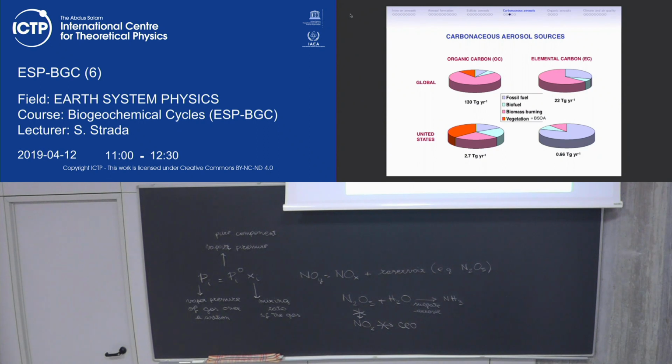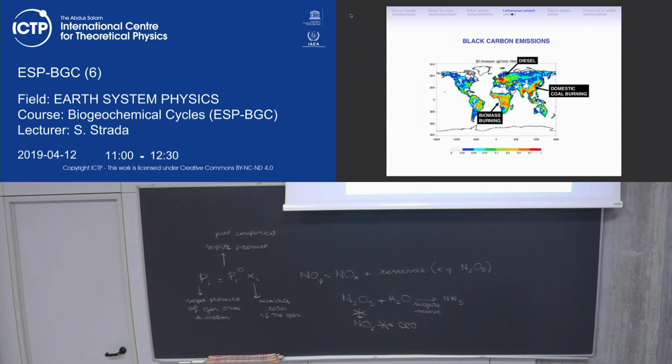Carbonaceous aerosols are present all over the globe, and one of the main sources is, for example, biomass burning. And then the main source may change depending on the region of the world where you are. For example, here over the United States, we have a large fraction of organic carbon that is emitted, and instead the fossil fuel burning represents the main source in terms of elemental carbon. If we look now at the spatial distribution of these black carbon emissions, we see the hotspots located over urban areas, where traffic is located, or where biomass burning is occurring, or as well coal and domestic heating.